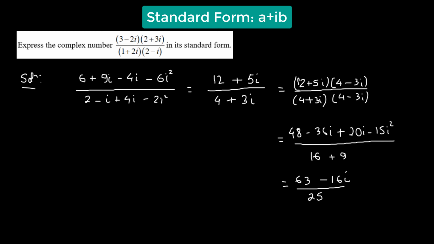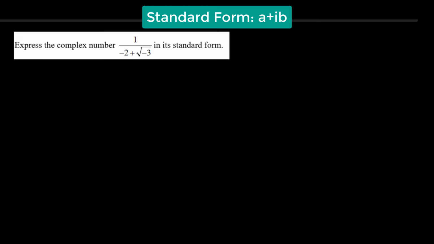So we write it down in the standard form, so that would be 63 over 25 plus i times negative 16 over 25. So this will be the standard form. Let us do another problem. In this question, we have to express the given complex number in its standard form.